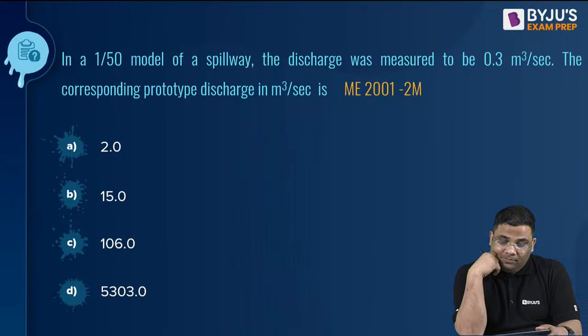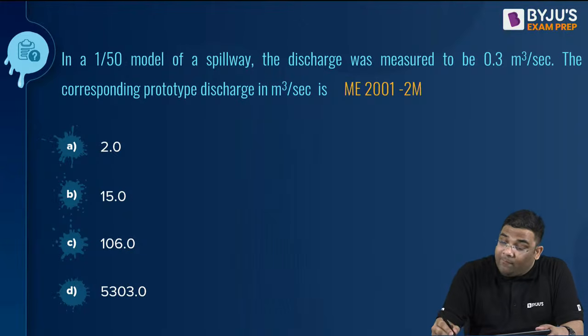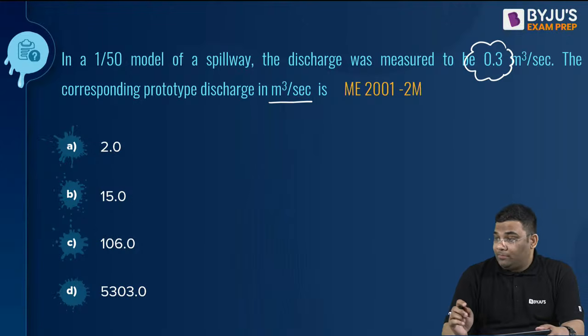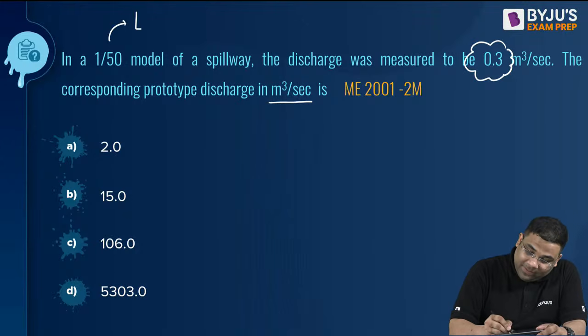Please solve this question. A 1 in 50 model of a spillway, the discharge was measured to be 0.3. The corresponding prototype discharge is in meter cube per second. Now this question is short, 3K marks. So here your LR is 50.